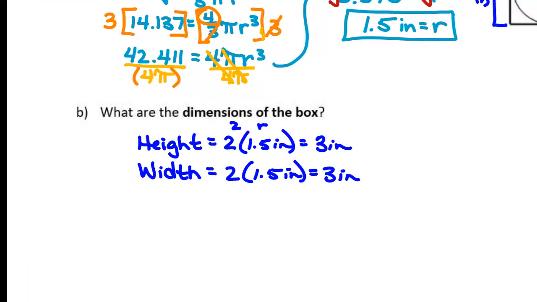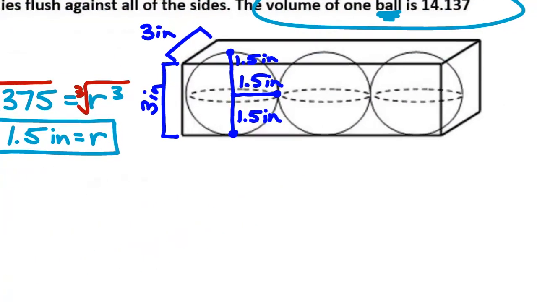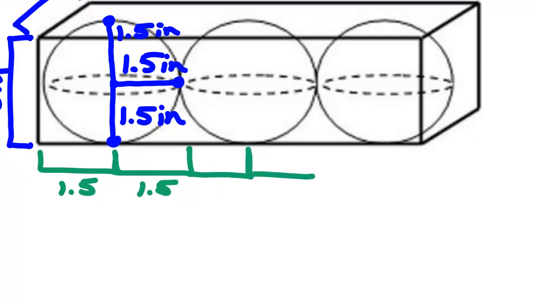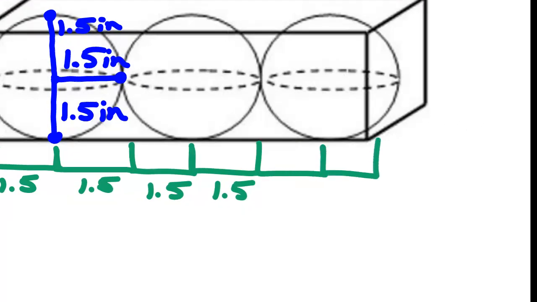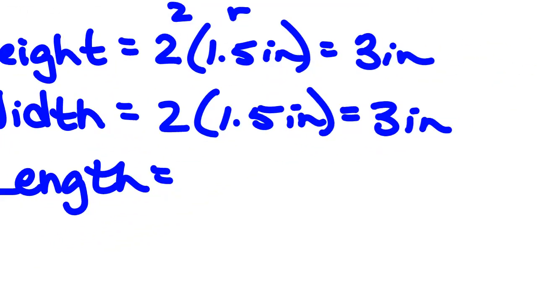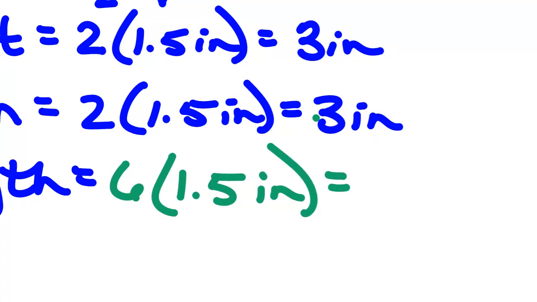Now I need the length of that box. How much? 9, yes. Because for each ball, we have a radius of 1.5, and we have got 3 balls total. So 1, 2, 3, 4, 5, 6 radiuses total times 1.5 inches. We get a 9-inch length.